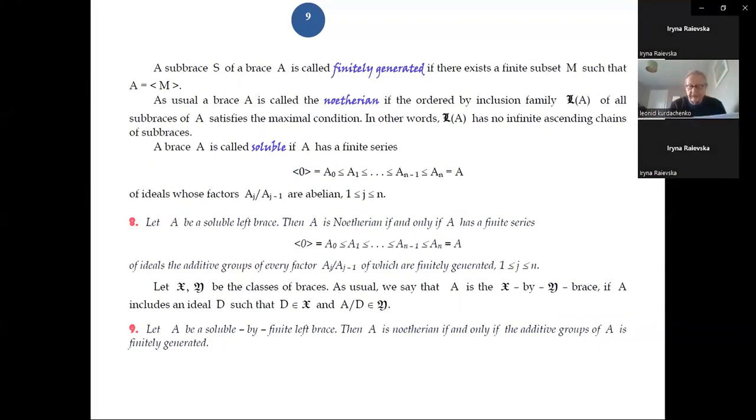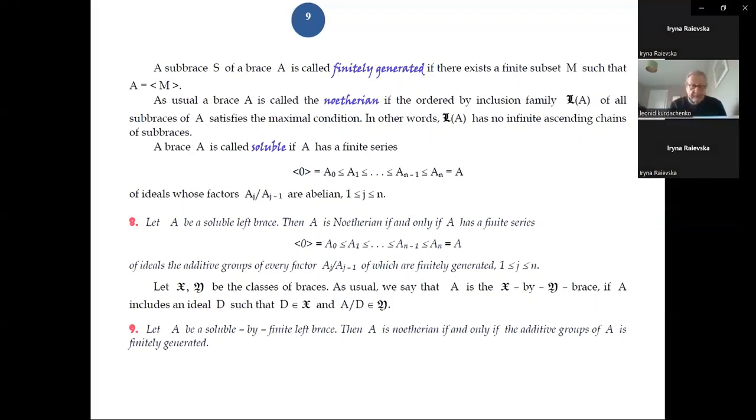This result is, as usual, the same for all algebraic structures. So, let A be solvable. Then A is Noetherian if and only if A has a finite series of ideals such that the additive group of every factor of this series is finitely generated. As usual, if X and Y are classes of braces, then we say that A is an X-by-Y brace if A includes an ideal B such that B belongs to X and the factor brace A over B belongs to Y.